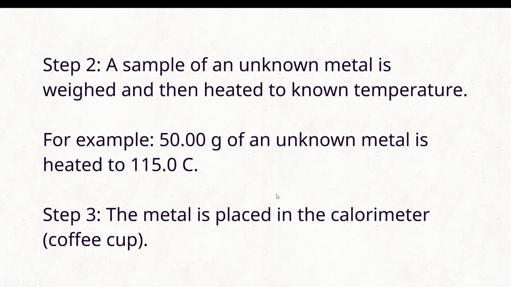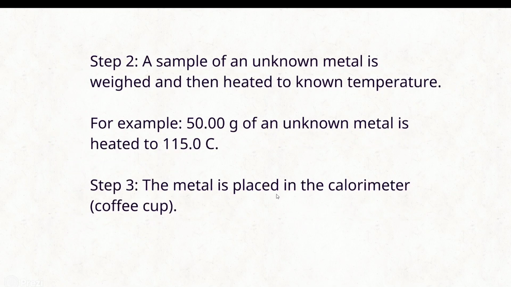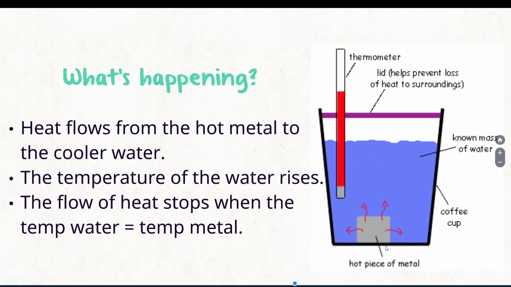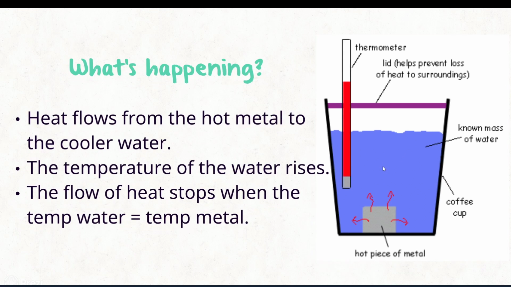The metal is then placed in the calorimeter. So we heat this lump of metal and then put it into the calorimeter. Heat is going to flow from the metal into the calorimeter. When that heat stops flowing, when your temperature stops moving up, that's when you know it has reached its equilibrium point. When the temperature has stopped leaching out of the metal, both the water and the metal will end up being at the same temperature.